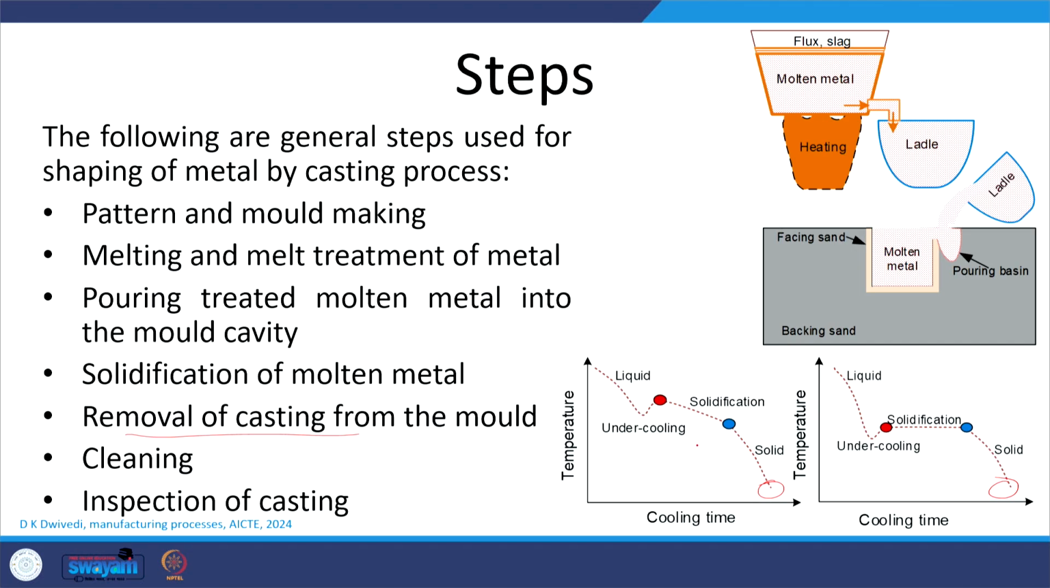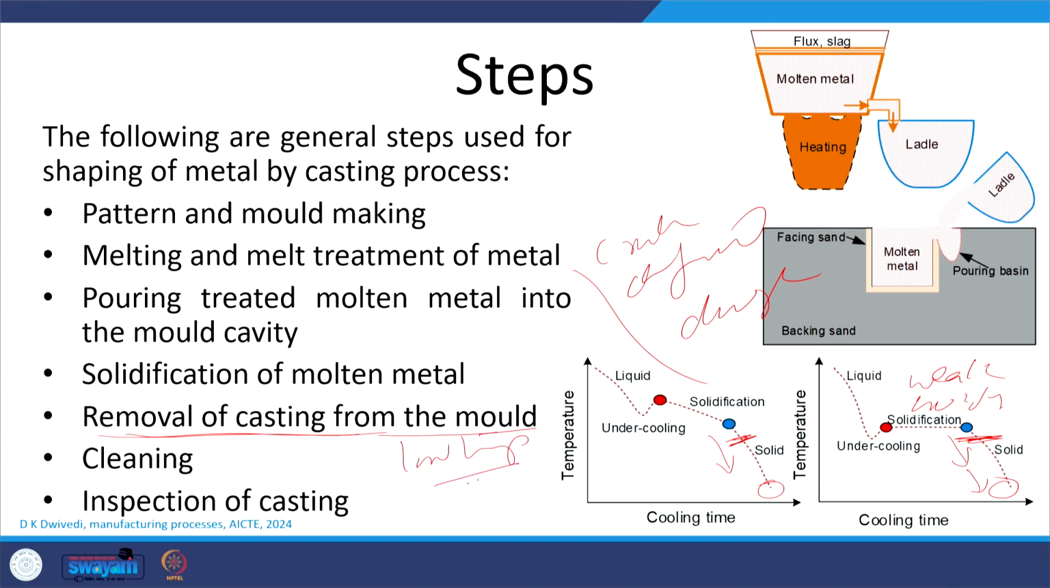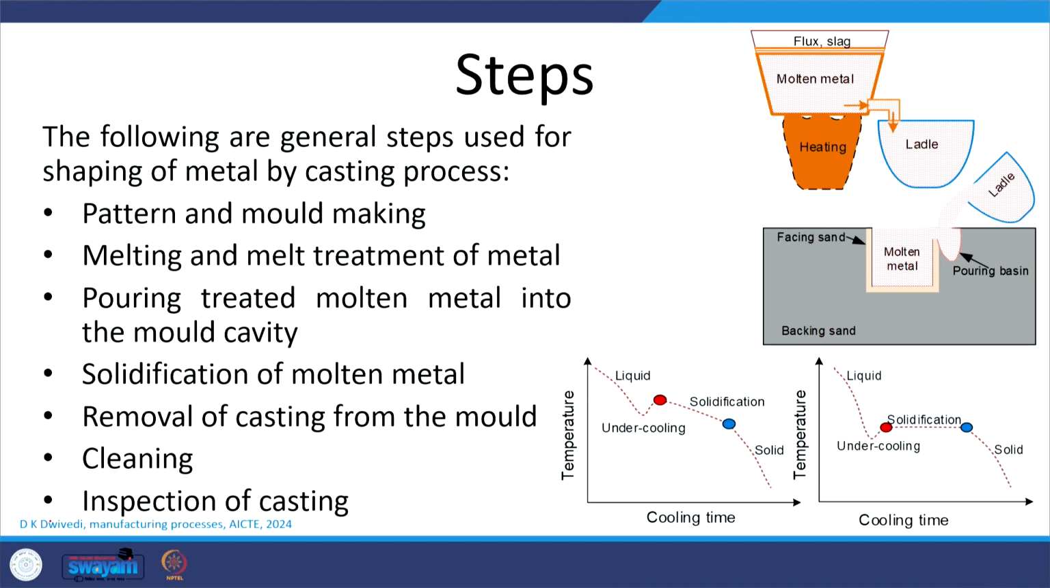You see, we do not take out the casting from the mold immediately after the solidification, because at a higher temperature the castings will be weak, with low strength, and they will tend to get cracked, deformed, or damaged easily, because the metal at high temperature is weak. So what we do is allow the cooling of the castings to a low enough temperature, so that the castings gain strength before being taken out from the mold. So the removal of casting is done at a temperature low enough that sufficient strength can be gained by the casting component.